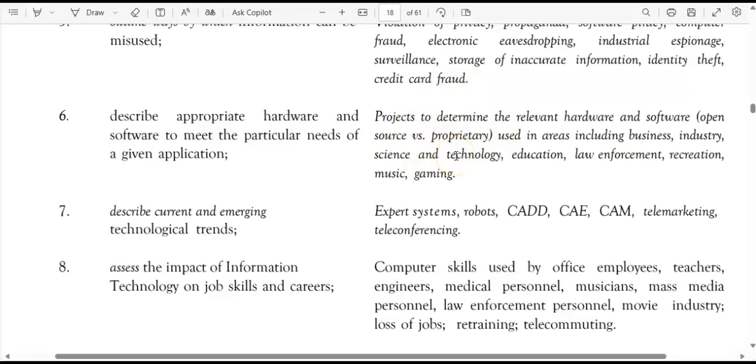So you could talk about the purpose of hardware and software in businesses, industry, recreation, etc. Then you could talk about the hardware that would be used in each of these. And then you could talk about the software in terms of proprietary or open source.